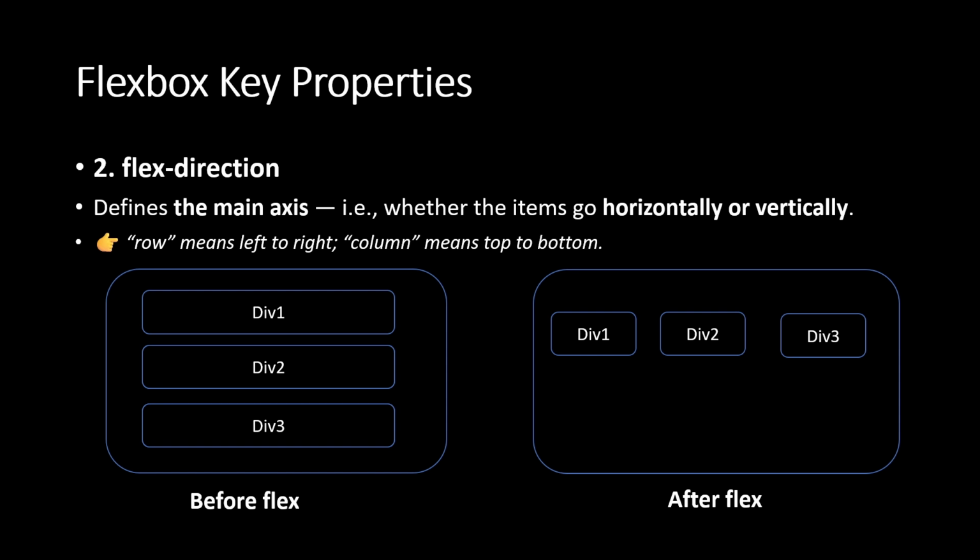In flex direction, after applying flex to the container, you set in which direction you want to display your flex items. Either you want to display your flex items row wise or column wise, or row reverse or column reverse. We'll see in practical very soon.